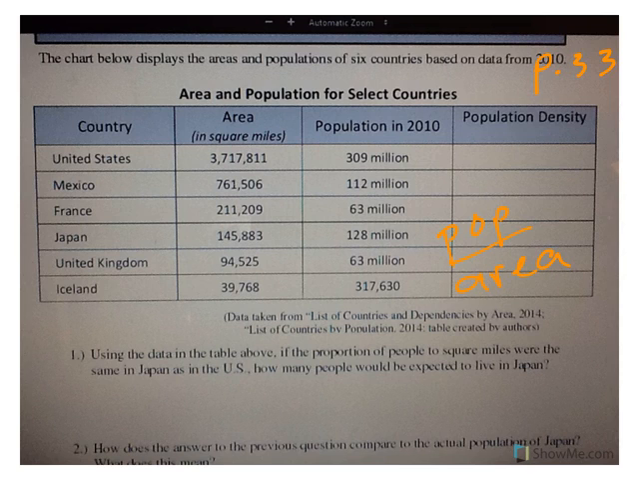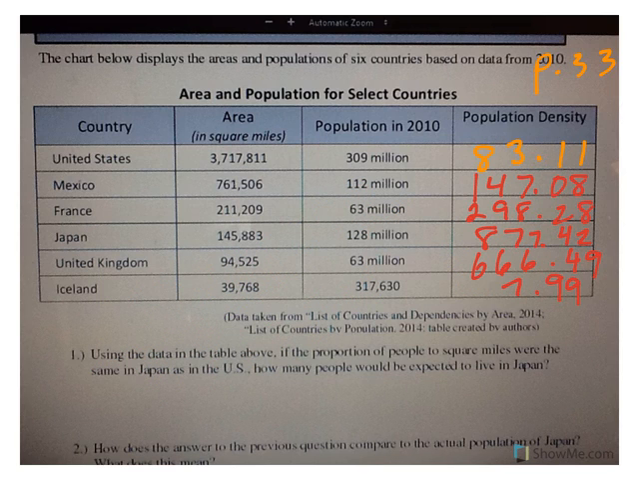So we're going to do the U.S. together, and then I'm going to let you guys kind of cut loose on the rest of the table. So the U.S. has 309 million people. So 309 million, 1, 2, 3, 4, 5, 6, don't forget the 6 zeros, over the area of 3,717,811. When you divide those, you get 83.11. So that means in the U.S. there are 83.11 people per square mile. Okay, so using that concept, hit pause, fill out the rest of the chart, and then come back for this page here.